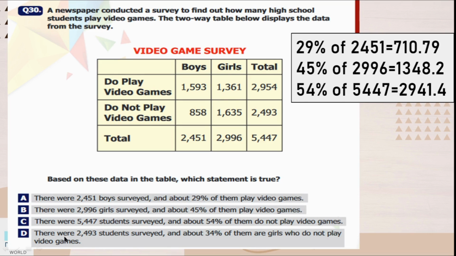Option D is there were 2,493 students surveyed, and about 34% of them are girls who do not play video games. So we can see the total is totally different from each other. So obviously the answer is going to be different. So option D is also incorrect. Option B is the correct one because about 45% of the girls do play video games.